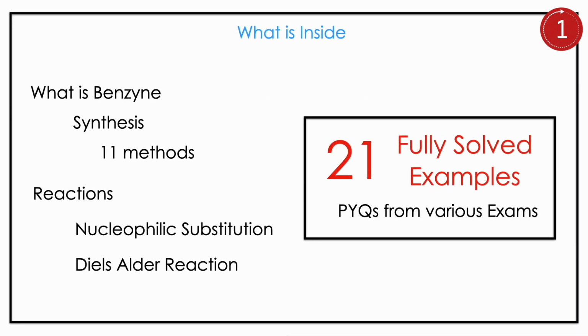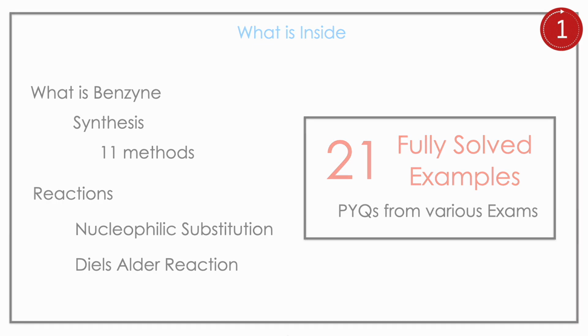What is inside this video? First, we will see what is benzyne. Then we will see synthesis of it. We are going to see 11 methods and reactions. The reactions involve nucleophilic substitution and Diels-Alder reaction. Then the very important part: 21 fully solved examples from various examinations.